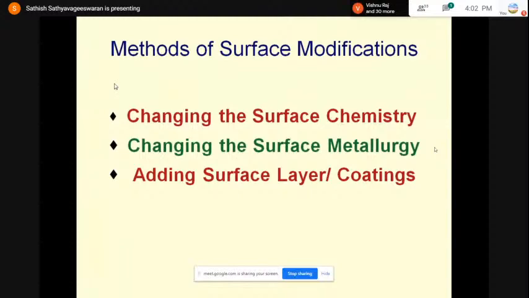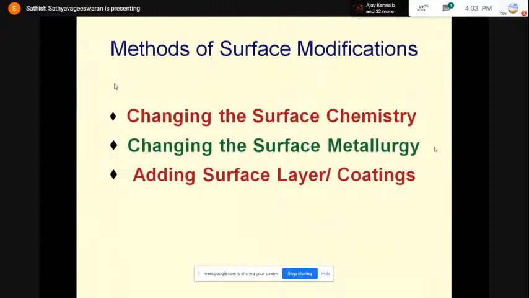The second thing is that you can also modify the surface by changing its surface metallurgy. The best example is if you apply a heat source and melt over the surface, the material will be brought to the austenitic region. After that, due to rapid cooling, the austenite will be transformed to martensite, wherein due to the metallurgical changes, the material gets strengthened. This is the second category of surface modification.